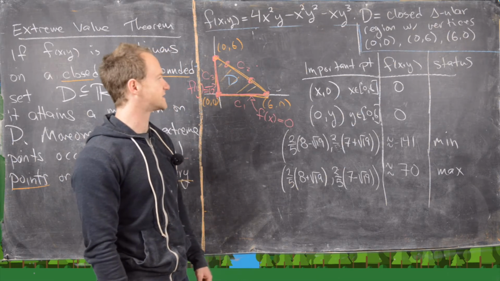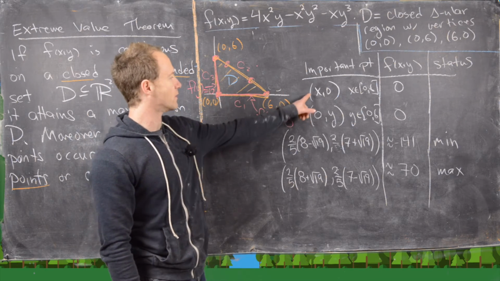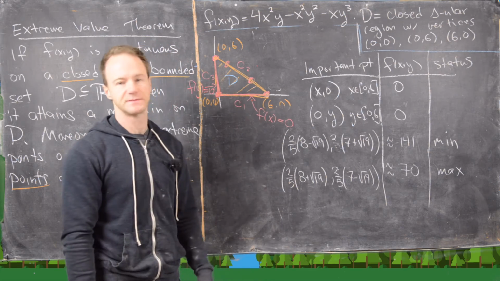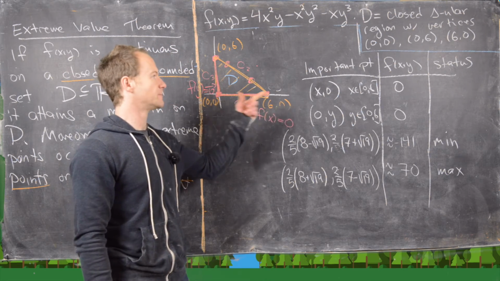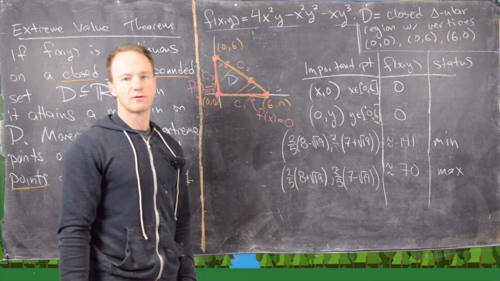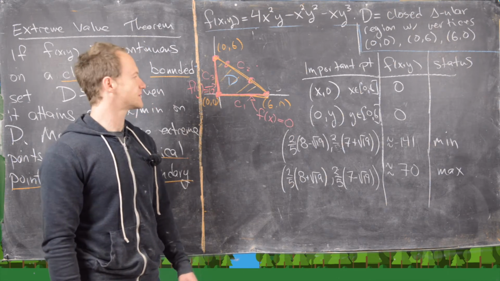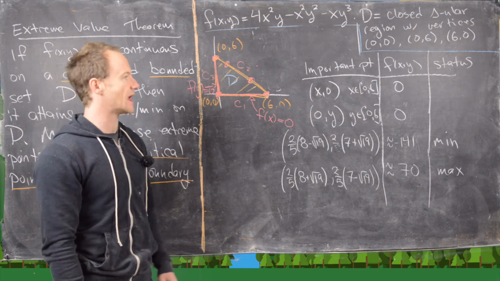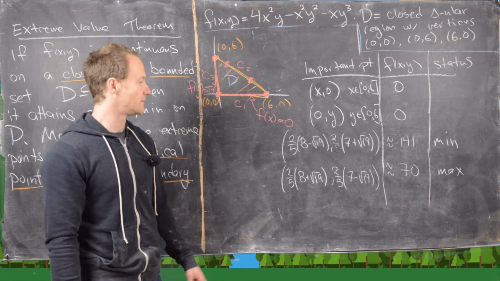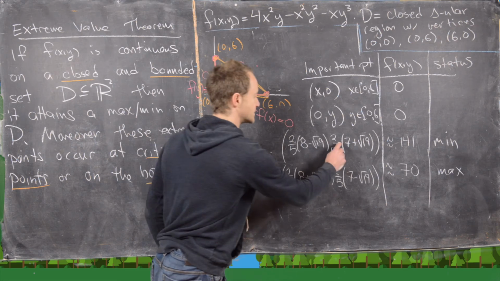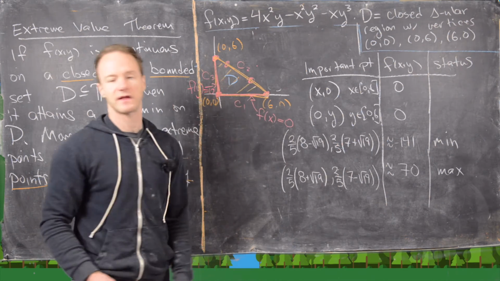Okay, so let's look at our summary. So we had our important points x comma 0, where x runs from 0 to 6. That's right here. So f was always 0 on that x-axis. And then 0 comma y, where y runs from 0 to 6. So that's right here. And f was always 0 there as well. And then we had these two important points which happened on our boundary, which we calculated before.